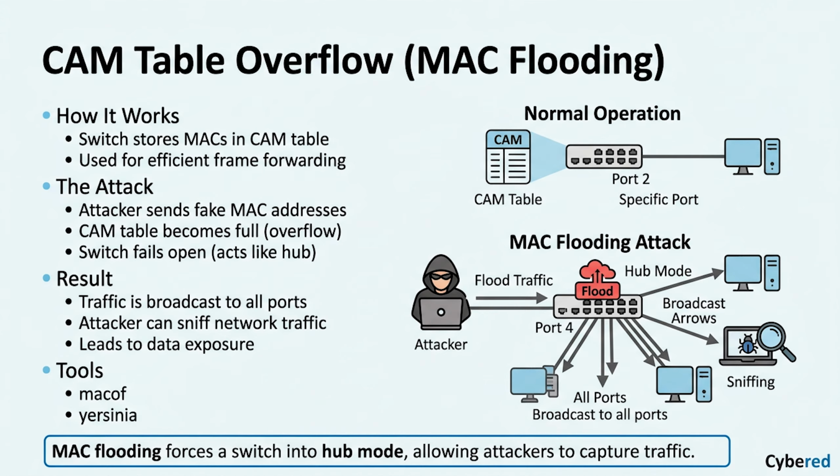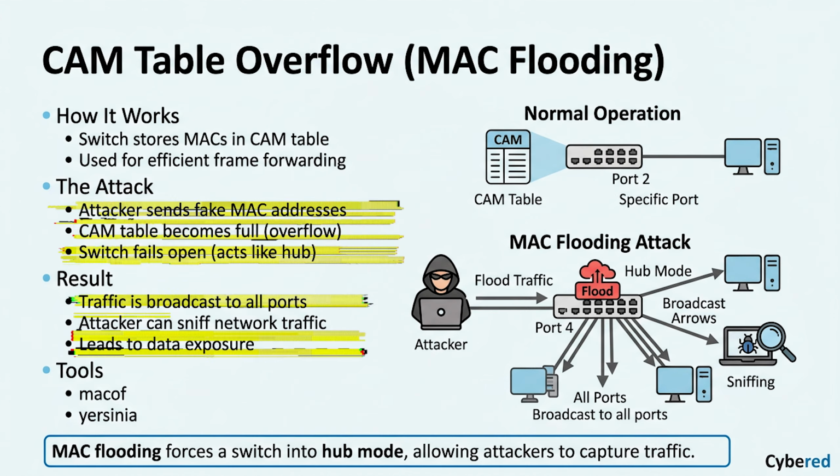So attackers flood the switch with fake MAC addresses, the CAM table fills up, the switch fails open, and the switch begins broadcasting all traffic, like a hub. The result? The attacker can capture network traffic.